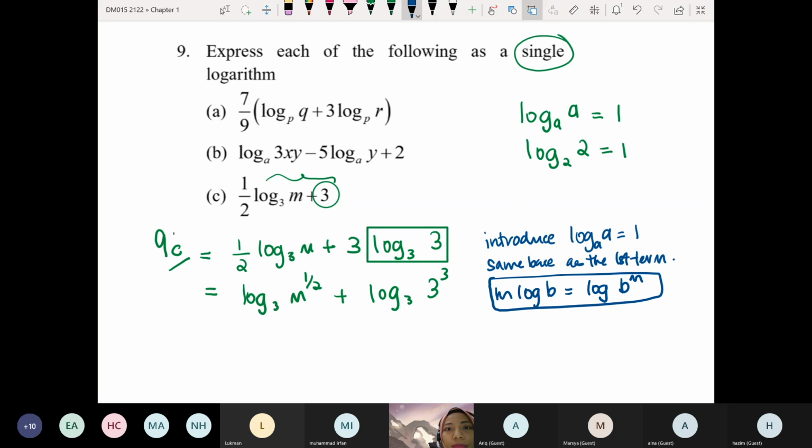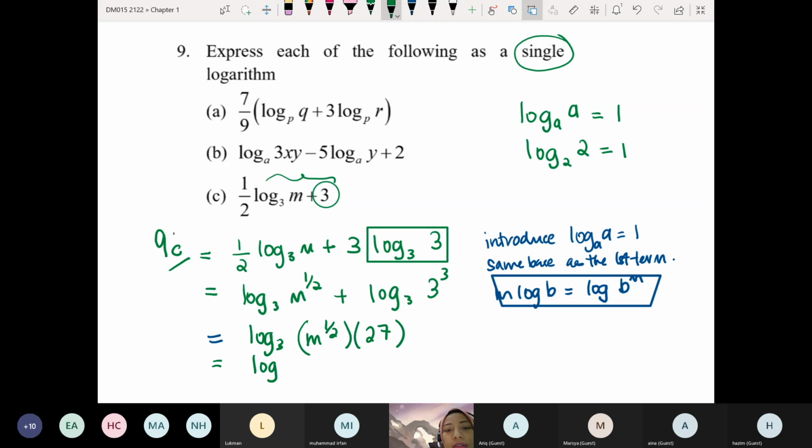Okay. And then equal with log 3 m to the power of 1 over 2 since it is plus. So you can multiply together. 3 to the power of 3 is 27. So your answer will be 27 square root of m. See, this is what we call a single term. There is only one. Can or not? Can.